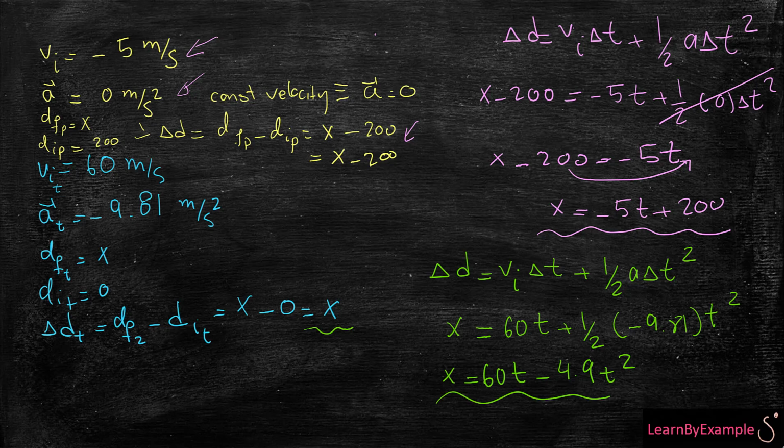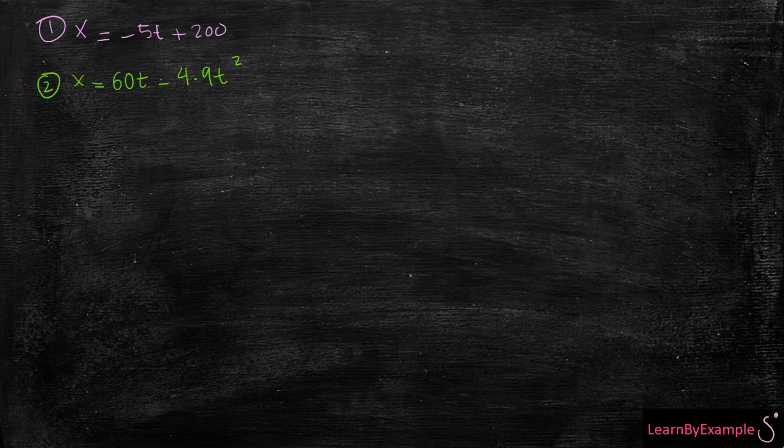Great. So now I have two equations and two unknowns. So I have equation number 1 and equation number 2. I'm going to write my equations here, and the next step is to put them equal: if x equals this and x equals that, therefore these two are equal to each other. So I'm going to put these equal to each other, and I will end up with -5t plus 200 equals 60t minus 4.9 t squared.